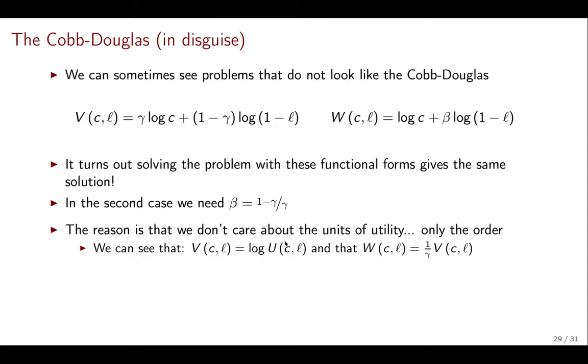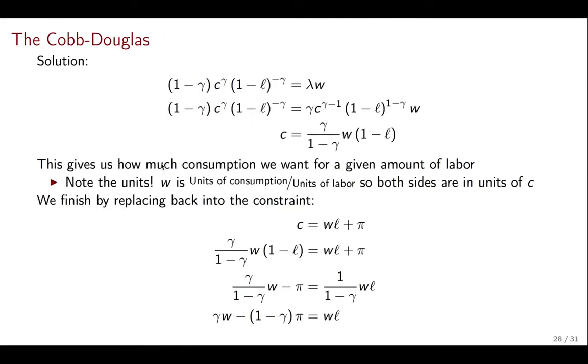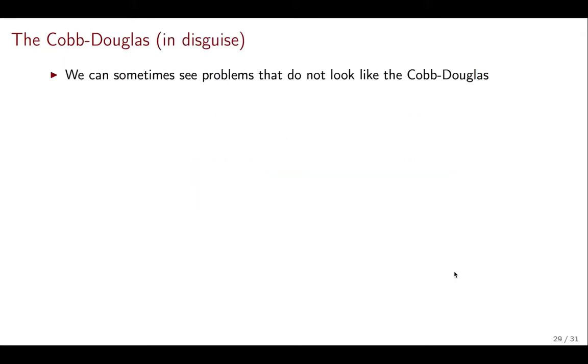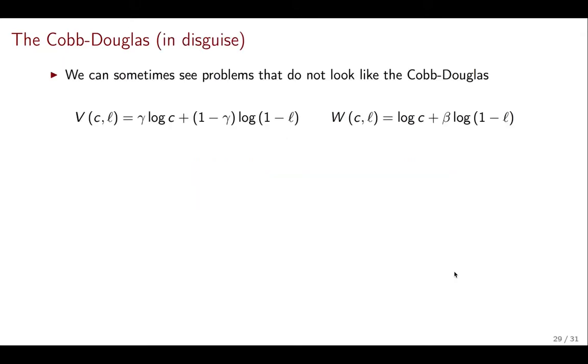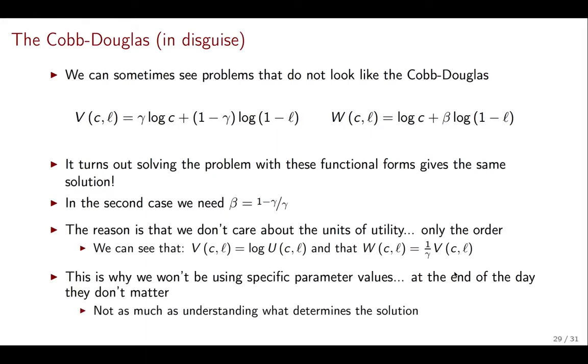And so we can change the level of the utility by applying logs. That's what we're doing here to go from u to v, or by dividing by gamma. That's what we're doing to go from v to w. And that won't change the value of the solution. I invite you as an exercise to repeat the process we did here, but starting from values v and w for the utility. You're going to find that the same solution is going to come out.